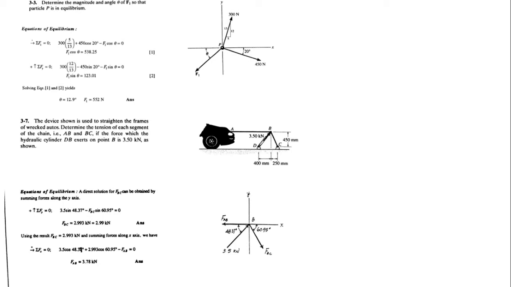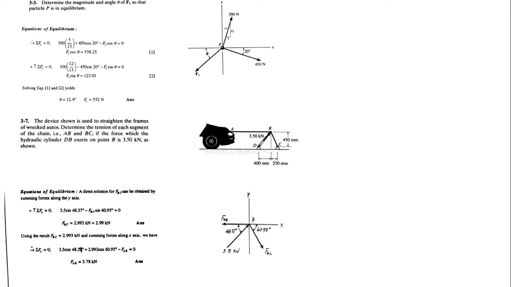They have said you need to determine the magnitude and angle theta of F1 so that the particle P is in equilibrium. Okay, now first of all, you need to find the magnitude. Not only do you need to find the magnitude of F1, but also its orientation theta.